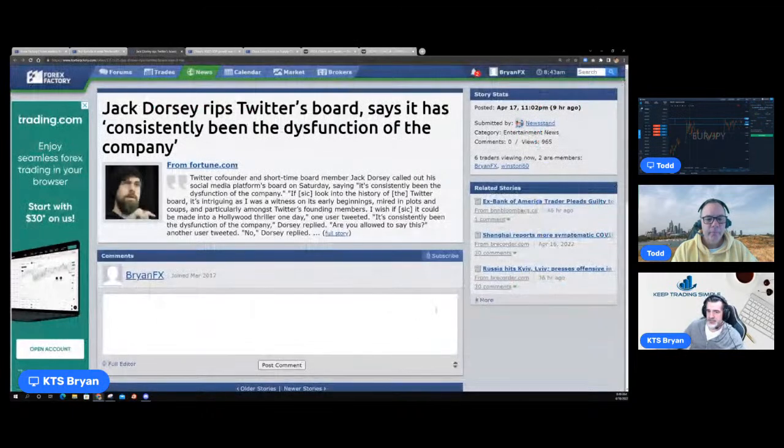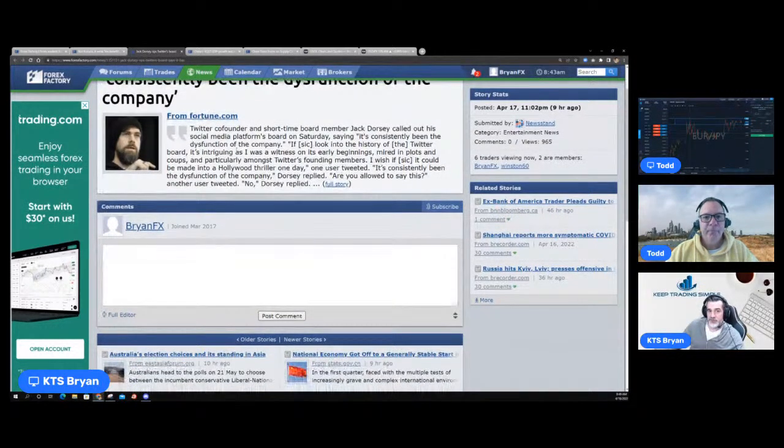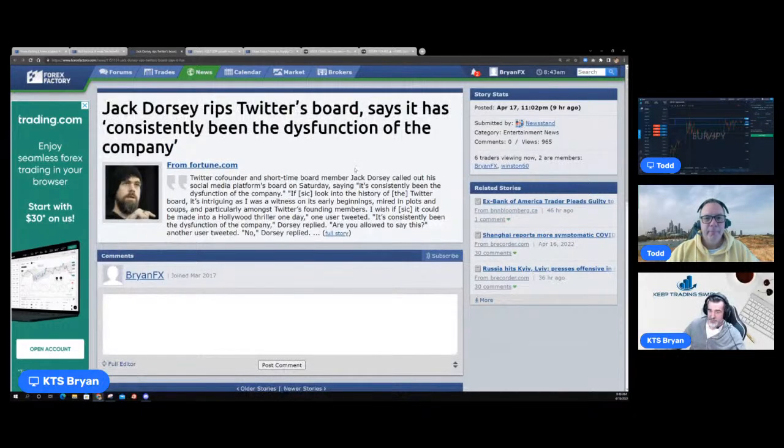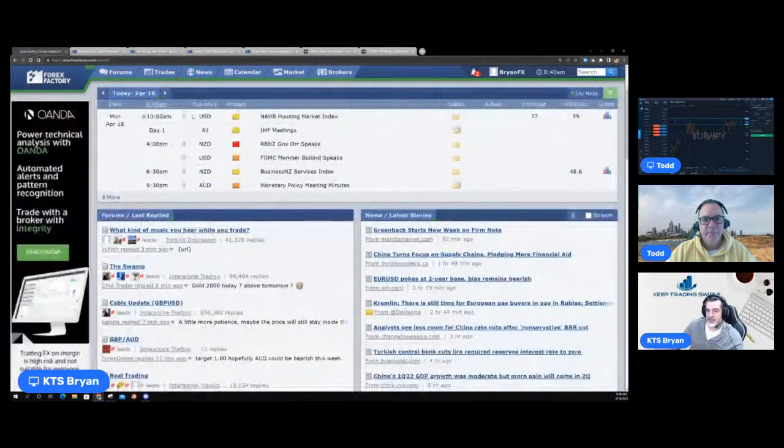Last week, obviously, the story was Elon taking over Twitter. Looks like Jack Dorsey really jumped in late last night, about 9 hours ago, slamming the board. Basically, the co-founder and short-term board member said that it's consistently been the dysfunction of the company, talking about the board, right? Historically, the board is all the problems. So it's interesting that the co-founder is saying, yep, this is great, let Elon take it. So that will add in as we see how that battle unfolds. And again, he tried to play nice.